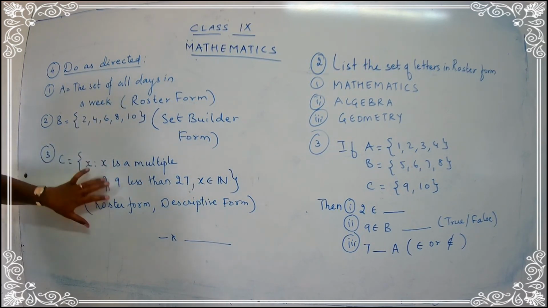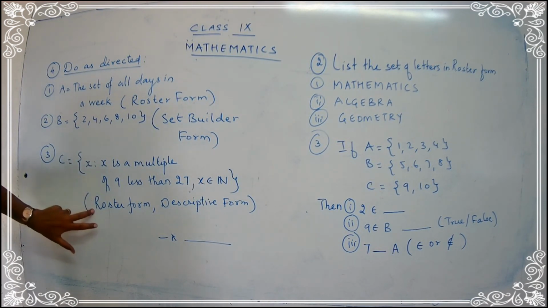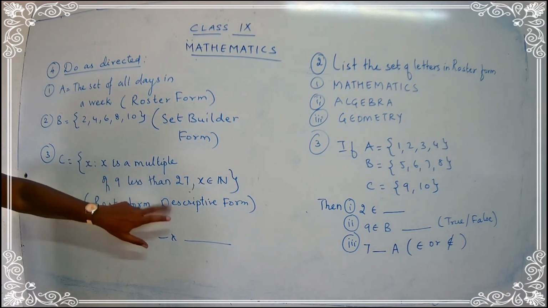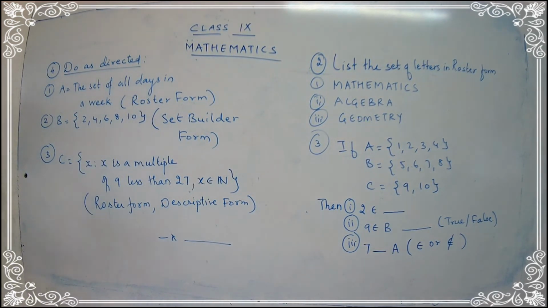You can use this hint from C, the next statement. And for the C, you have to write in the roster form and also in a descriptive form, like a statement, a set of all. You have to use this. So question number 4, do as directed. 3 sums I have given to you. So complete your assignment and keep your assignments ready. And once we ask for the assignment, you have to submit it. So we'll be continuing with exercise 1.3 in the next class.